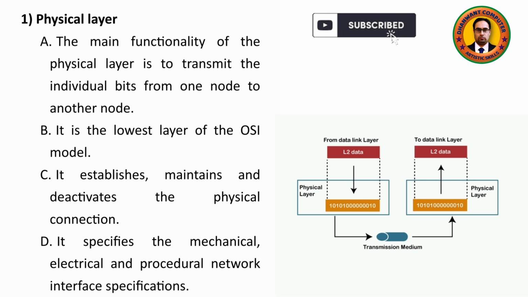1. Physical layer. The main functionality of the physical layer is to transmit the individual bits from one node to another node. It is the lowest layer of the OSI model. It establishes, maintains, and deactivates the physical connection. It specifies the mechanical, electrical, and procedural network interface specifications.